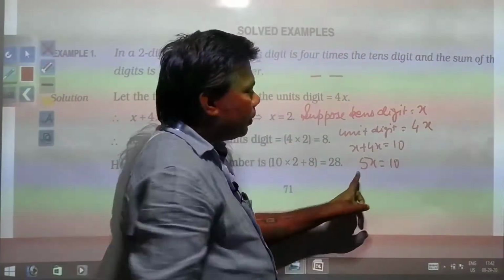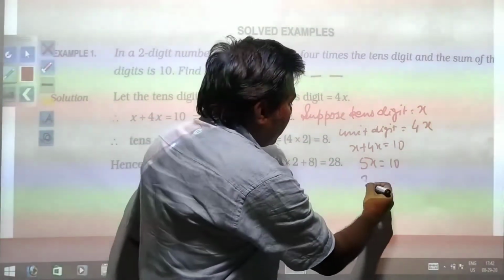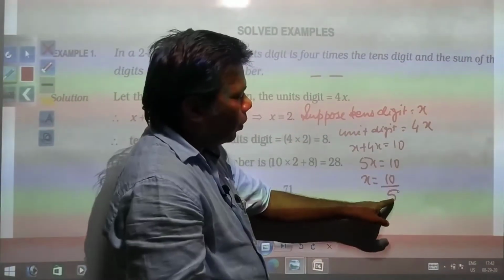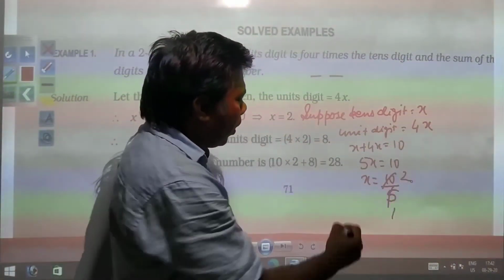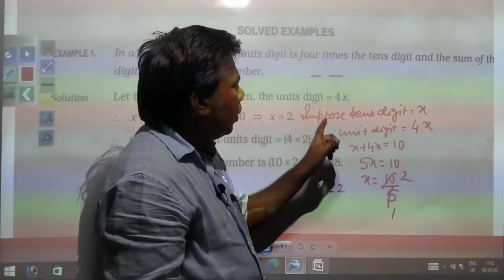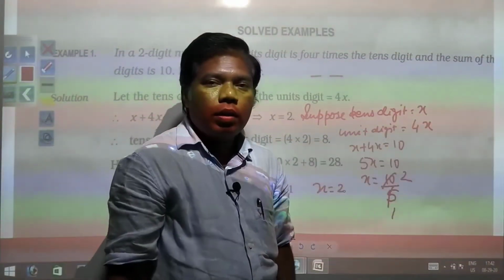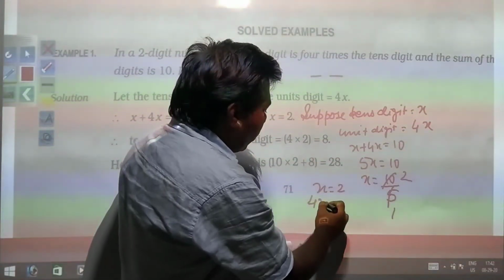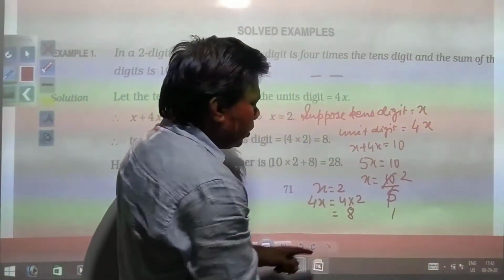Now 5x means 5 into x. So x will be equal to 10 divided by 5. And this will be cancelled. 5 1s are 5, 5 2s are 10. Now you have got x is equal to 2. But what we have assumed, x is the tens digit number. So the unit digit number will be 4x, which means 4 into 2, and that will be 8.